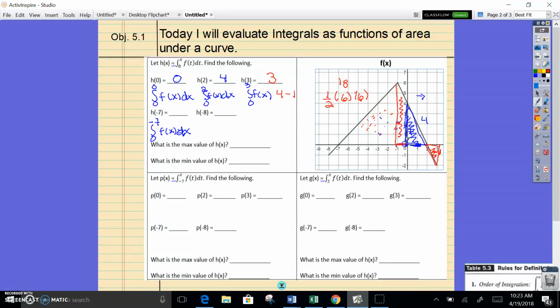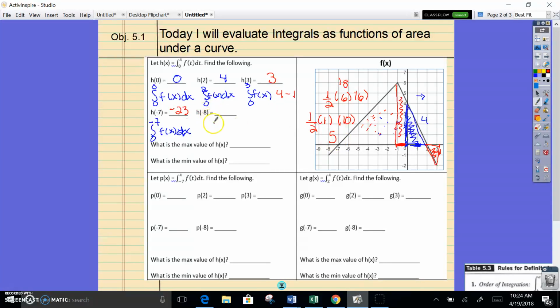The height of the trapezoid is going to be here. It's just 1. And then the bases are going to be 4 and 6. So that's going to be 1/2 times 1, and 6 plus 4 is 10. So that's going to give us 5. All right, so the result of that is going to be negative 23.